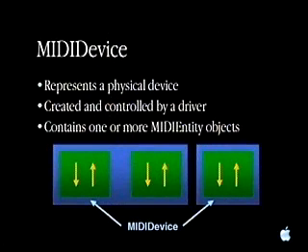So the next level in the hierarchy above the entity is the device, which is something that you would represent by an icon if you were going to try to draw a graphical view of what's there. Devices are created and controlled by drivers, and they contain the entity objects.